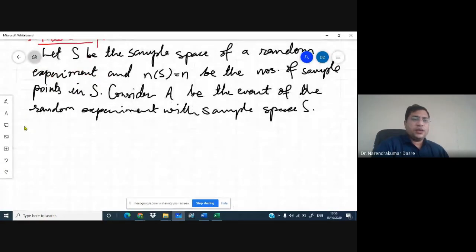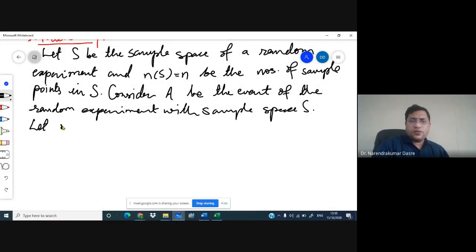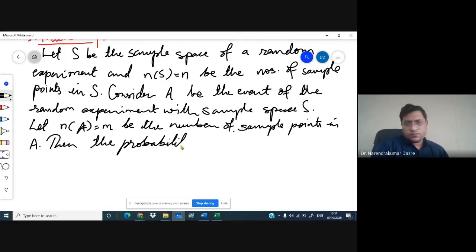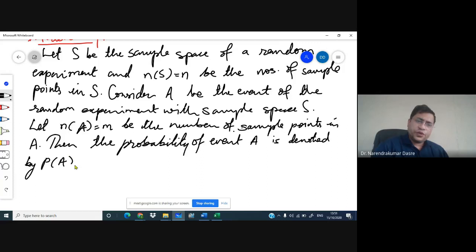Now we define the number of points in A. Let n(A) equal m, we assume, be the number of sample points in A. Then the probability of event A is denoted by P(A) and is defined.